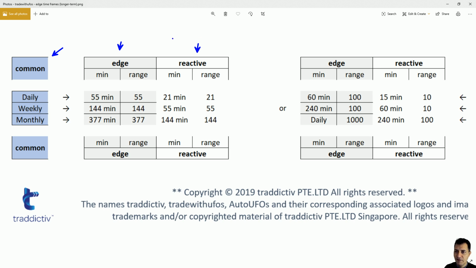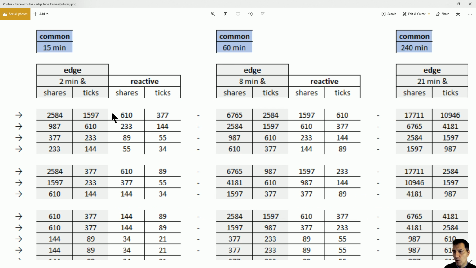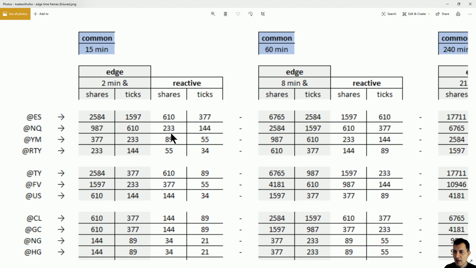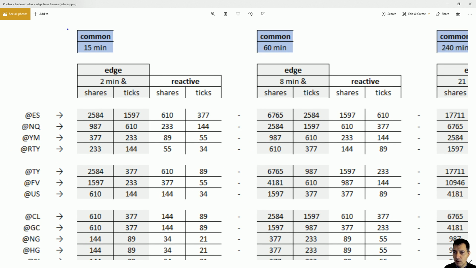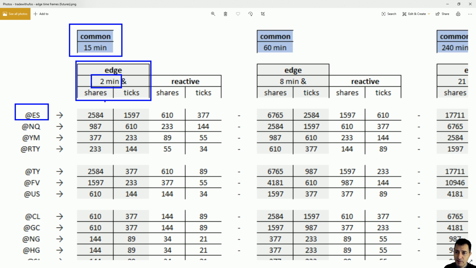We got to be more specific, and I would like to start looking at edge time frames with the futures markets. So these are the edge timeframes that we use when we trade futures. For example, let's say you are a trader using the 15-minute time frame with the S&P 500 futures. Well, if you were to do that, your edge timeframes would be the 2-minute time frame, which is based on minutes, but you will also use a share bar, which is 2584, and a tick chart, which is 1597. This is what you would use.